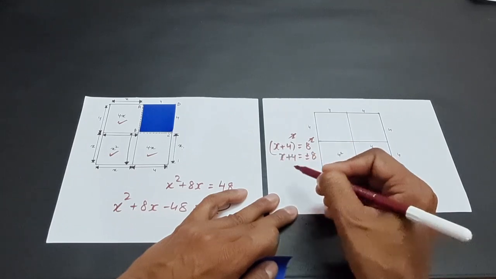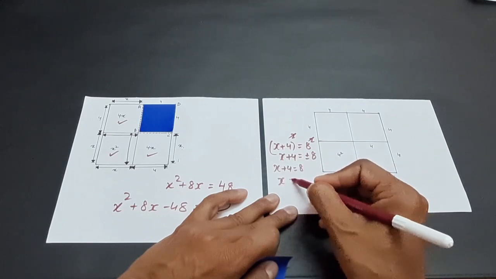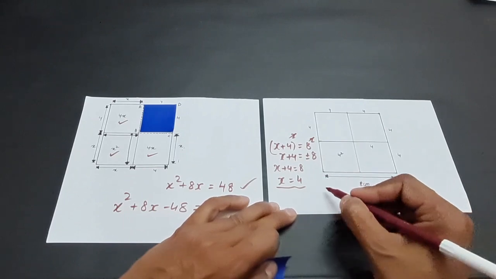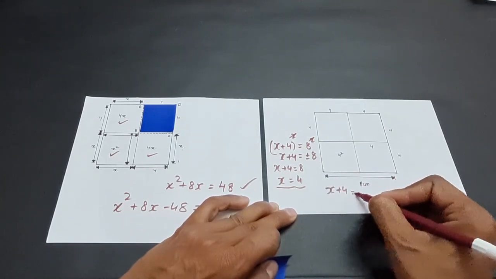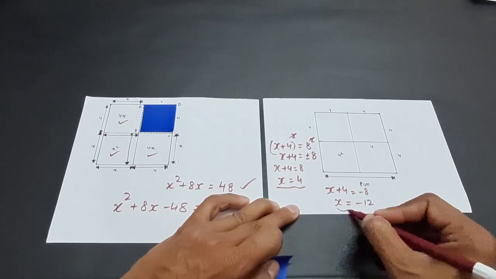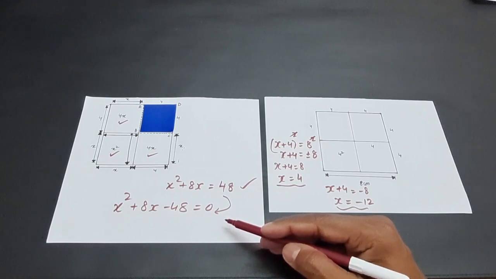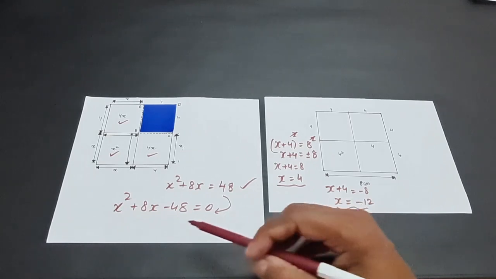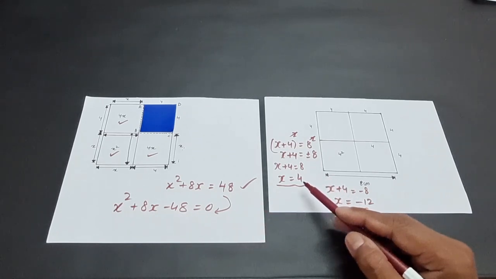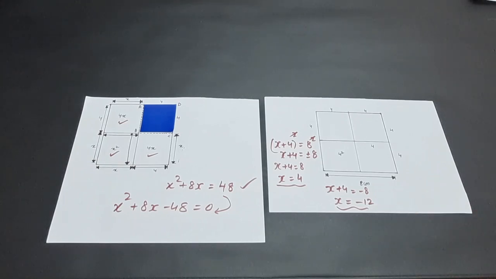And now when you take x plus 4 equal to 8, you get x equal to 4, which is one root of this quadratic equation. And if you take x plus 4 equal to minus 8, you get x equal to minus 12, which is the other root of this quadratic equation. So this is the experimental proof that x square plus 8x minus 48 equal to 0 has the roots x equal to 4 and x equal to minus 12. And that completes our activity.